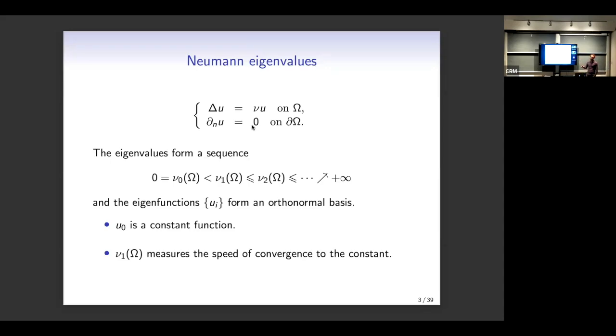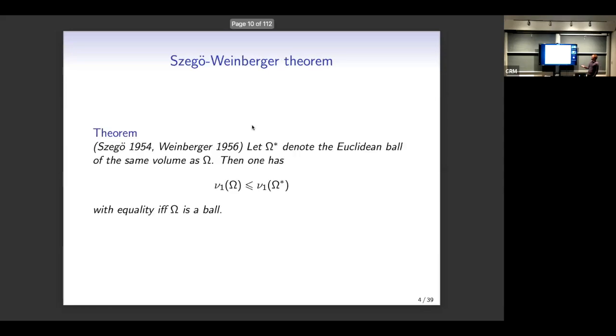So we want the speed to be as high as possible. We want it to converge to the constant distribution as fast as possible. And so the answer is given by the Szegő-Weinberger theorem. It tells you that what you suspect is right: the round room should be the best. So if you want to spend as little money on heating as possible, then you should make a spherical room. Of course, it's inconvenient for other reasons, but if you only care about your electricity or gas bill, then that's what you should do.